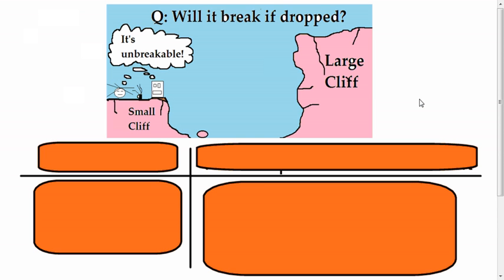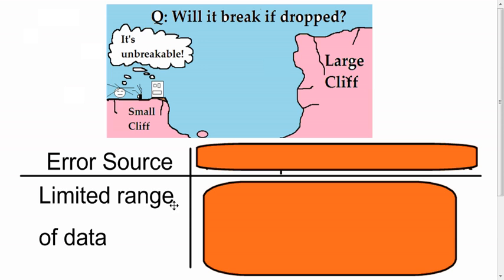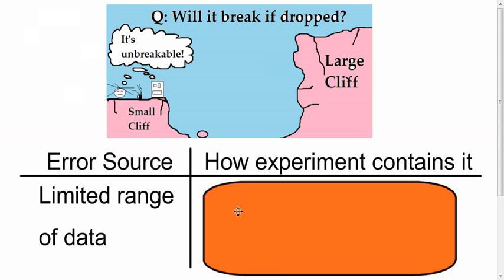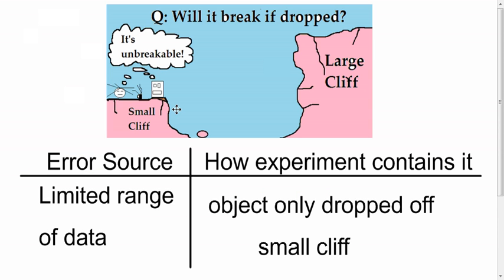For example, let's say these scientists drop something off of a cliff and they say, hey, it's unbreakable. They come to that conclusion. The source of error here is that they have a limited range of data. They only did it from a small cliff, when they really should have dropped it off of other cliffs of varying heights, some probably larger, because then maybe it would be unbreakable or maybe not. You wouldn't know unless you collected a good broad range of data.